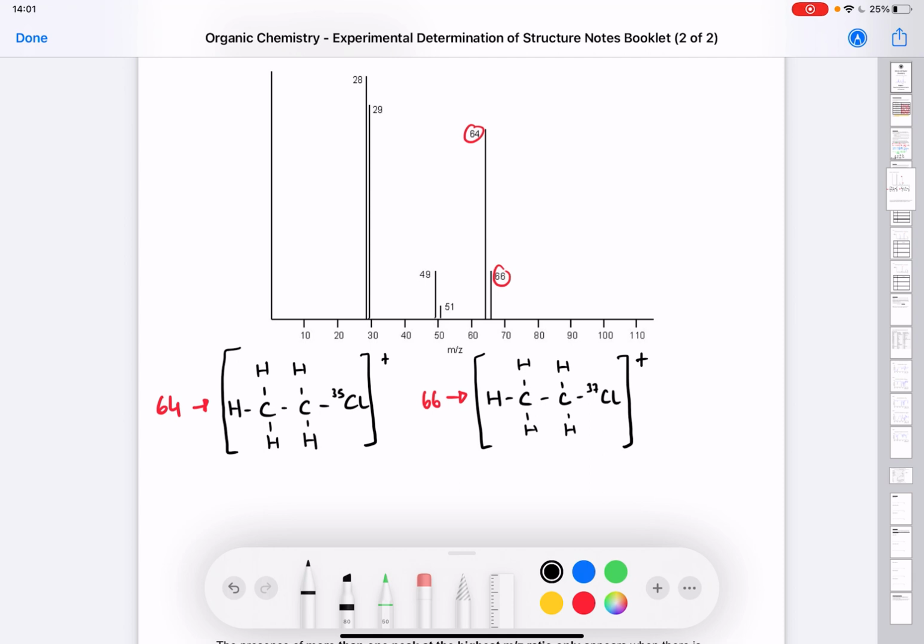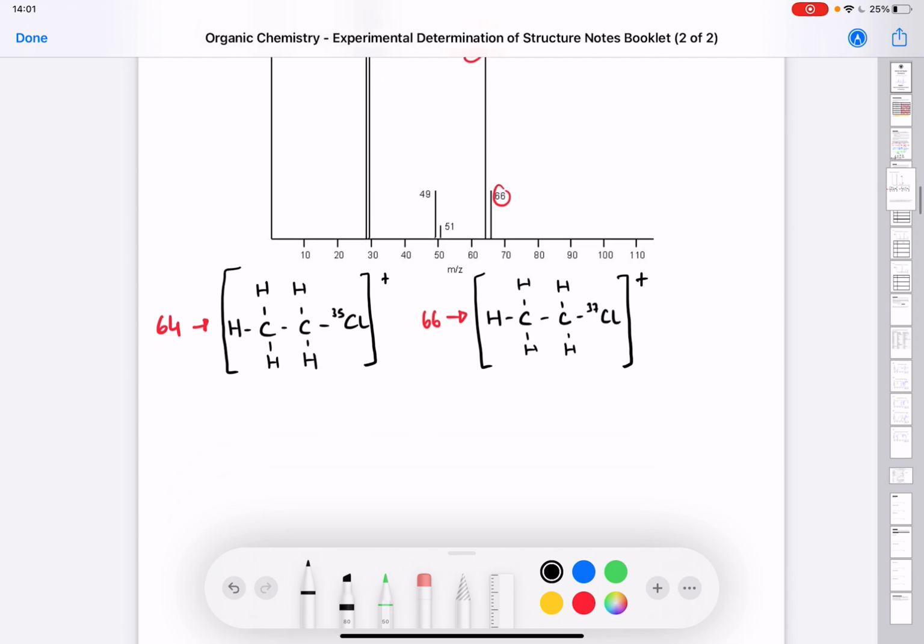So let's see if we can get any of these ones at 49 or 51. I'm just going to draw the full structure out again, but I am going to be erasing part of it, so I would wait until I'm done before copying it into your notes.